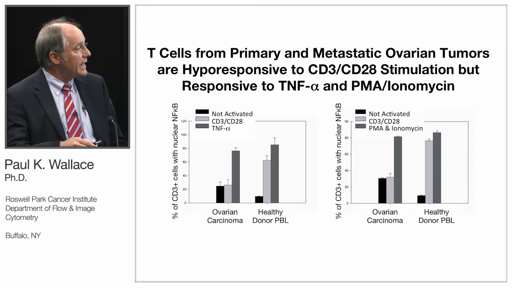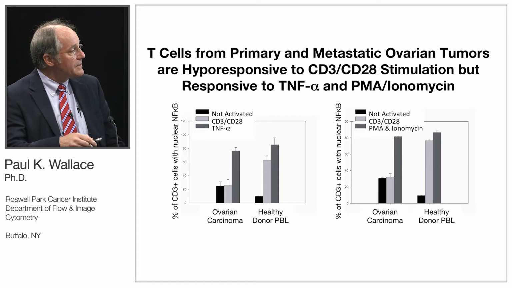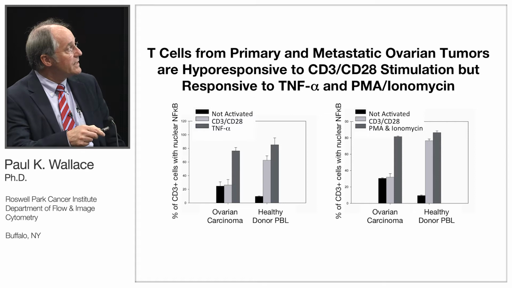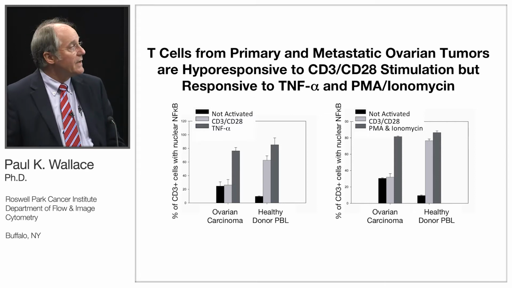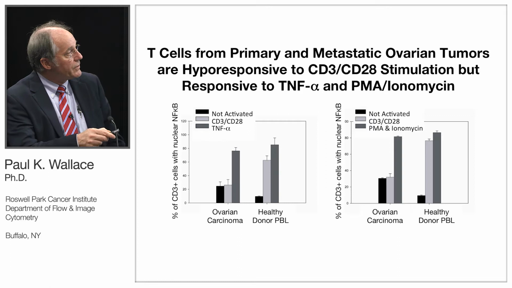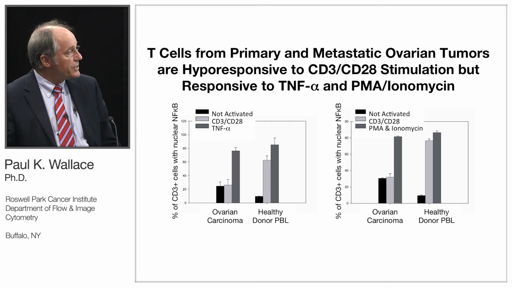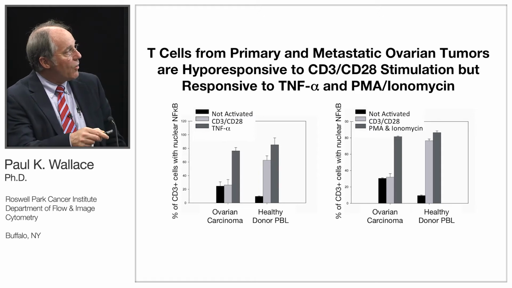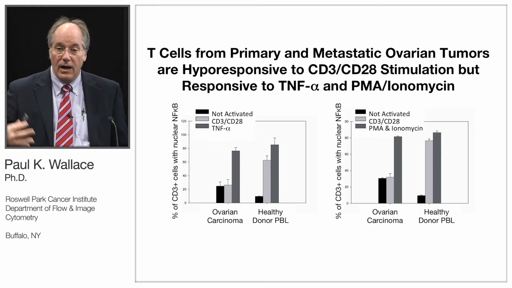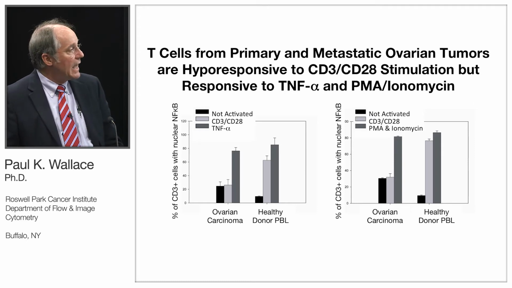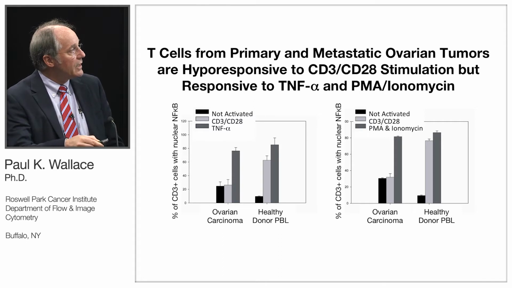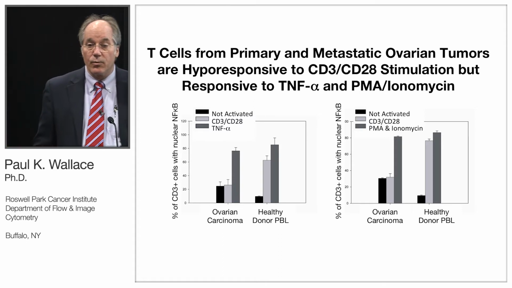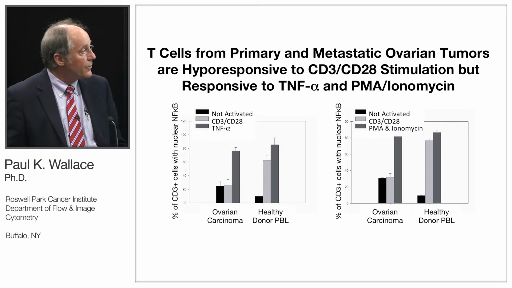What we did was we took peripheral blood T cells or lymphocytes and activated those with either anti-CD3 and CD28 cross-linked, or activated them with TNF-alpha or alternatively with PMA ionomycin. What you can see is that the TNF or the PMA ionomycin is really our maximum amount of NF-kappa B translocation. And you get very similarly good activation in the PBLs when you do an anti-CD3, CD28.